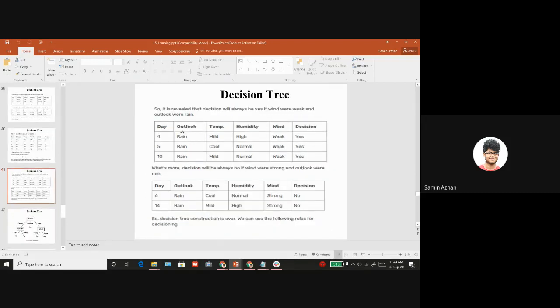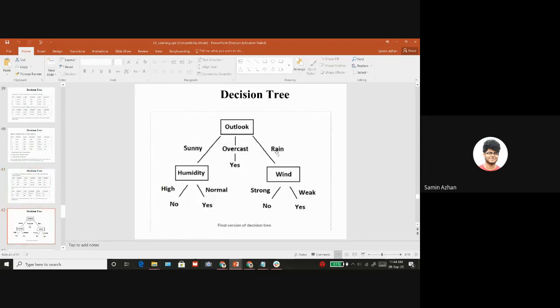So for outlook equals rain and wind equals weak, we see that the decision is always yes, and for outlook equals rain and wind equals strong, the decision is always no. So on the right side of outlook, if outlook is equal to rain, there should be another node, wind, and depending on its value, if it's strong, then our decision should be no, and if it's weak, our decision should be yes. So we see that all the leaf nodes have actual decisions, yes or no, then we can say that this is a complete decision tree.